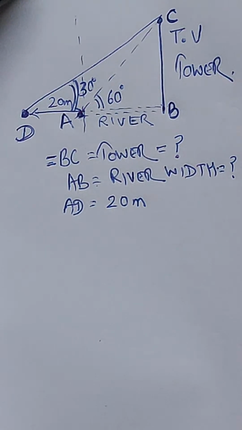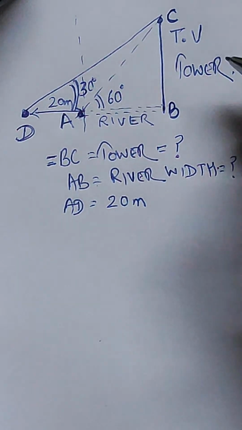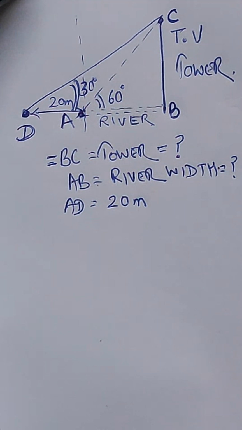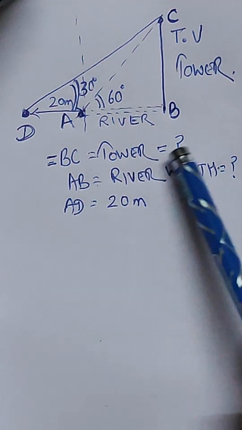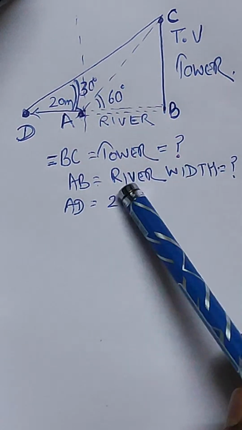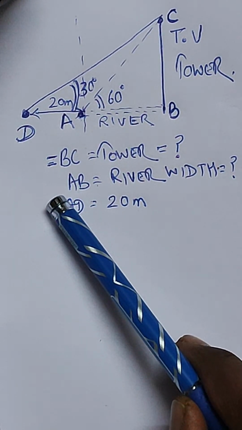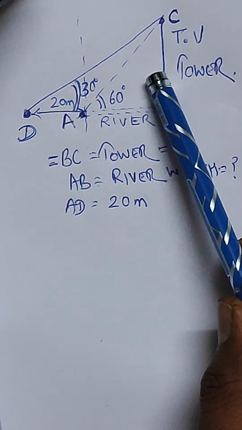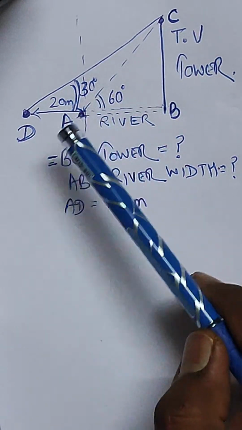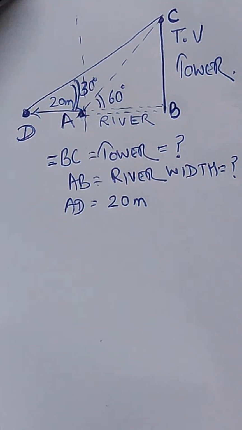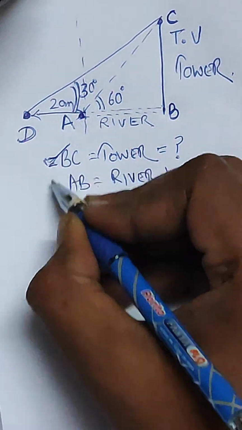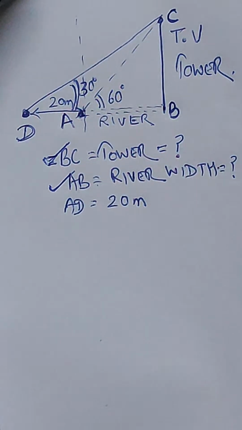Now to find it, what is the question? The question is that a TV tower stands vertically on the bank, from the point on the other side directly opposite the angle of elevation is 60 degree, and when walking 20 meter from that point of observation, it will be a new point of observation, and from the new point of observation the angle of elevation is 30 degree. Now we need to find the height of the tower and the width of the river. So these two things need to be calculated. One is BC and what is AB, right?